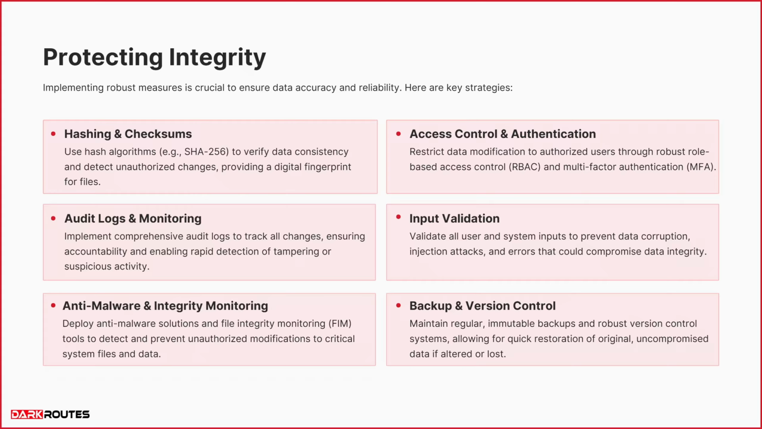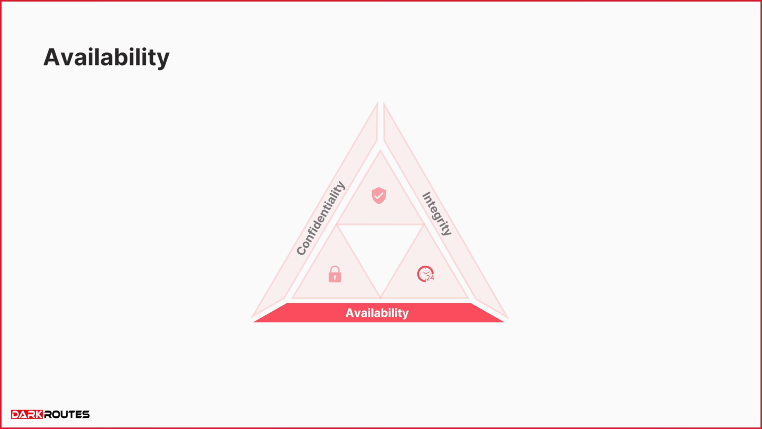Now that we have explored confidentiality, how we keep the information secret, and integrity, how we ensure data stays accurate and trustworthy, it's time to look at the third pillar of the CIA Triad, that is availability. So what is availability? Availability simply means making sure the data, systems, and services are accessible when they are needed, by the right people at the right time. In simple terms, it's about keeping things running.